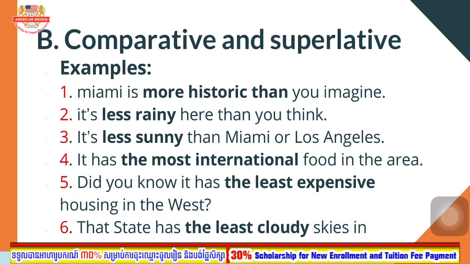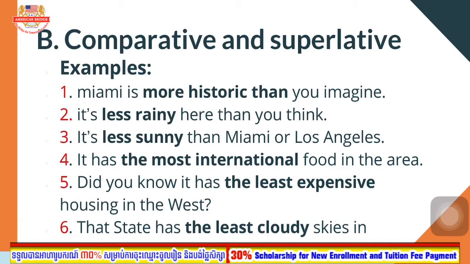Okay, good. So let's see comparative adjectives and superlatives. For example, number one, Miami is more historic than you imagine. So look at historic. It has more than two syllables, right? So we use more, and then than. When we compare, don't forget to write the word than after the adjective.